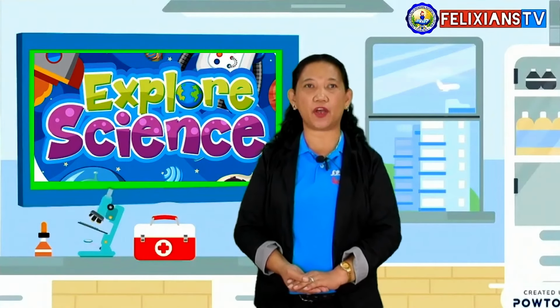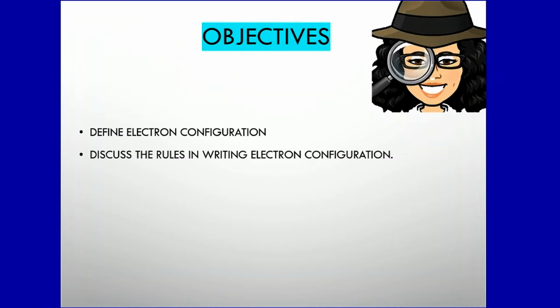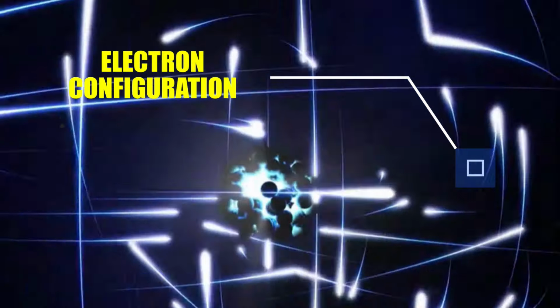Our objectives for today are: define electronic configuration, discuss the rules in writing electronic configuration, write electronic configuration of elements, and illustrate the orbital diagram for each atom based on their electronic configuration. Our lesson for today is about electron configuration.